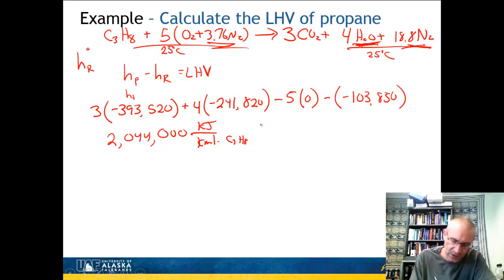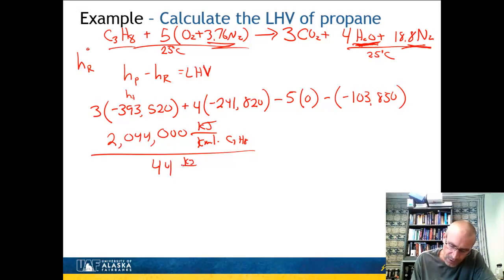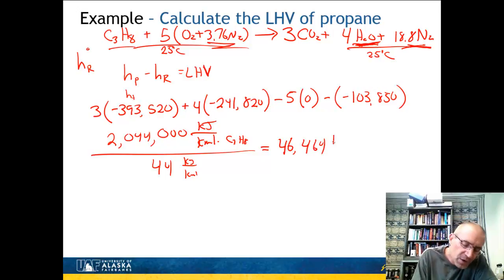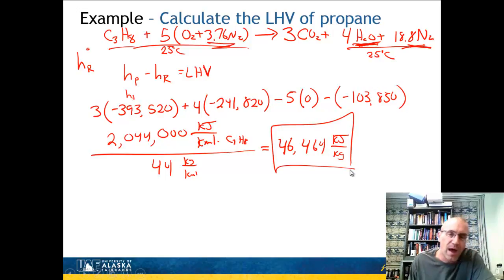If I want it in terms of kilograms, I divide that by the molecular weight of propane, which is 44 kilograms per kilomole. That will give me kilojoules per kilogram, and that number is 46,464. The units on that are kilojoules per kilogram. You can go back and compare that with the table in the back of the book we were just looking at. You'll find that's pretty much the lower heating value for propane. And again, it's the lower heating value because we had the water leaving as a vapor instead of a liquid.